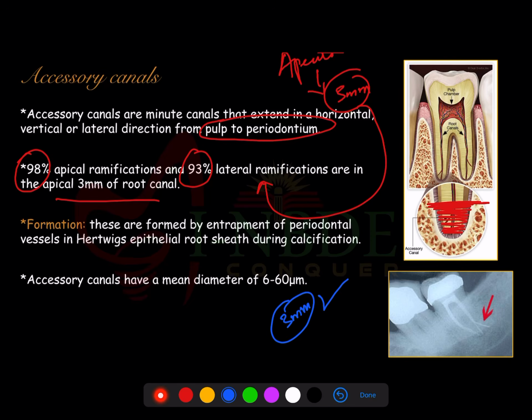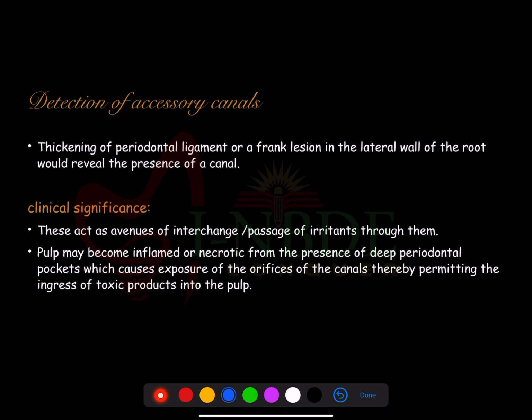Basically, how are these apical accessory canals formed? Accessory canals are formed by the entrapment of periodontal ligament vessels in the root epithelium during calcification, because of which you can see these accessory canals.